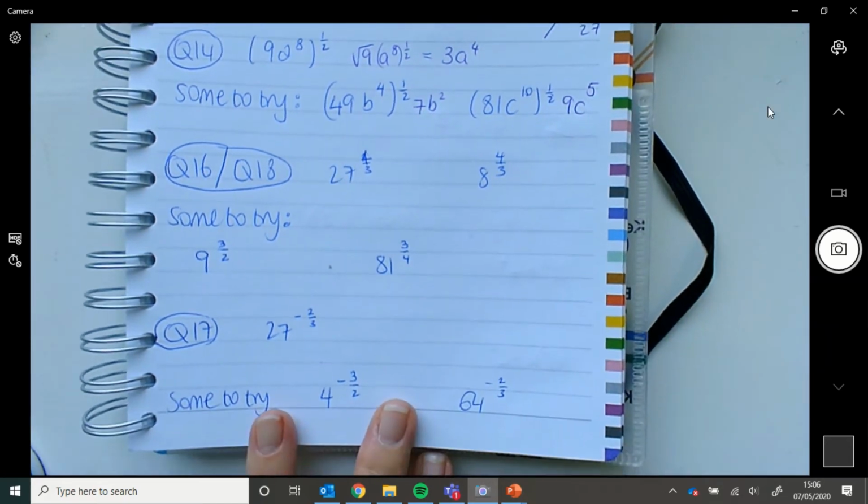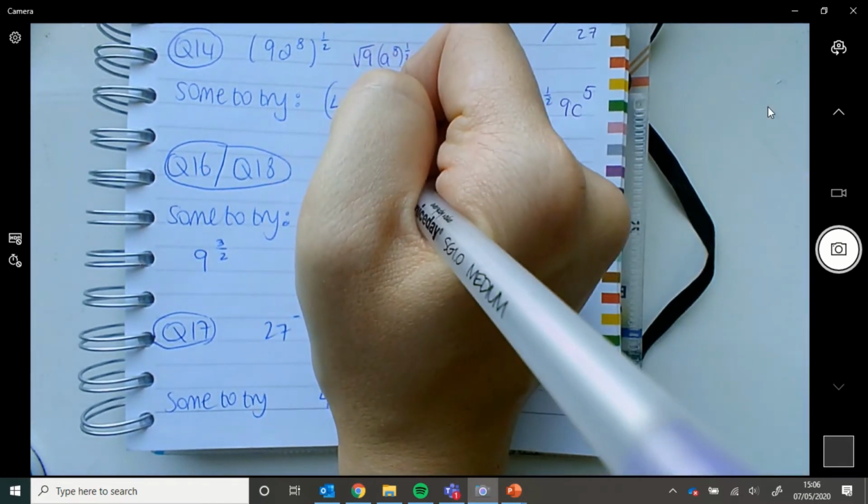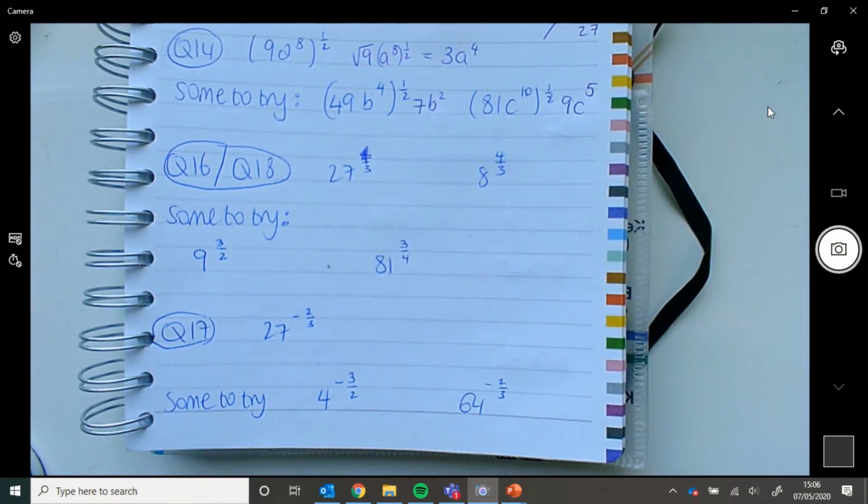Okay, question 16 and question 18 were very similar. 27 to the power of 4 over 3 and 8 to the power of 4 over 3. The order in which I need to apply my indices is I check for a negative power first. If it has a negative power, then I find the reciprocal. If it doesn't, then I move on to the denominator. If it has a denominator, I use it. If it doesn't, then I move on to the numerator or the power.